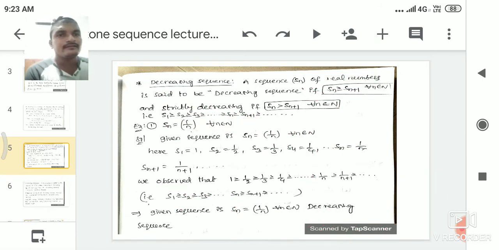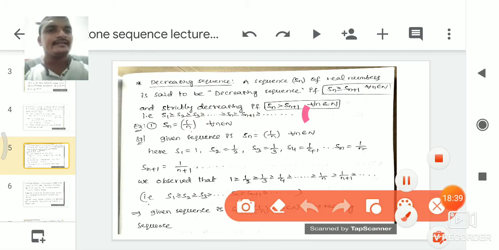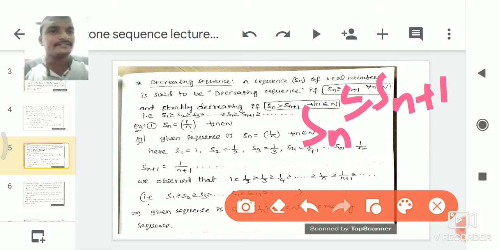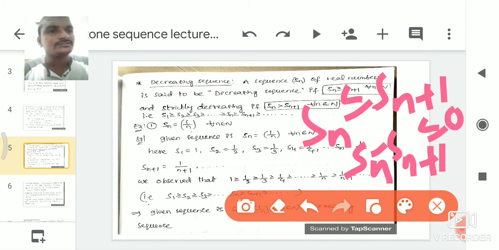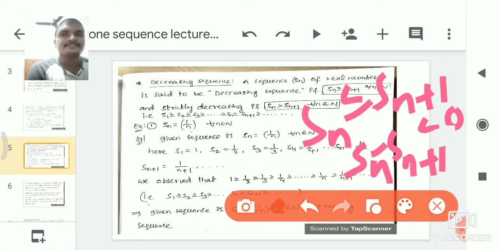In an increasing sequence also, what is the definition of increasing sequence? Sn less than or equal to Sn plus 1. This can be written as, if Sn plus 1 goes to the left hand side, Sn minus Sn plus 1 is less than or equal to 0, then we say that the given sequence Sn is an increasing sequence. If Sn minus Sn plus 1 is less than 0 only, then we say that the sequence Sn is strictly increasing. So we have three types of conditions for increasing sequence.